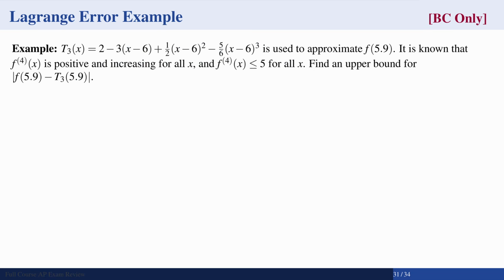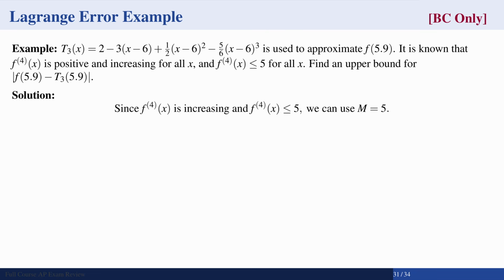Let's take a look at a kind of classic Lagrange error example. So we are given the third degree Taylor polynomial. It is used to approximate f of 5.9. We know that the fourth derivative is positive and increasing for all values of x. And we know that the fourth derivative is less than or equal to 5 for all values of x. So what we want to do is find an upper bound for the absolute value of f of 5.9 minus T sub 3 of 5.9, which is a weird way of writing the error, and that's how they often write the error, so you should definitely be on the lookout for that.